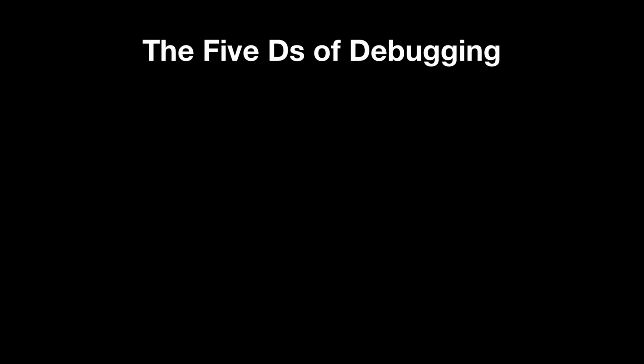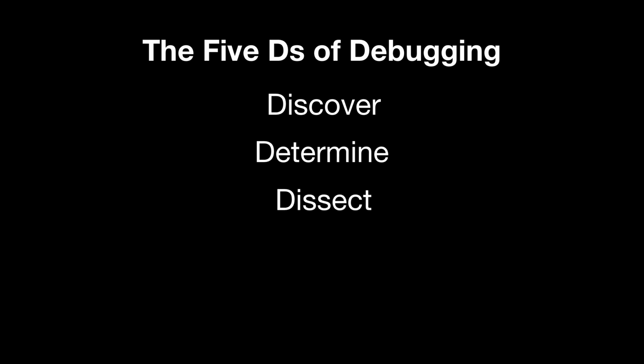I think debugging is best understood when broken down into 5 steps. I call them the 5 Ds of debugging. First, you discover you have a bug. You say, "It crashed." Then you determine what triggers it. "It happens when I click this." Then you dissect that part of your code.